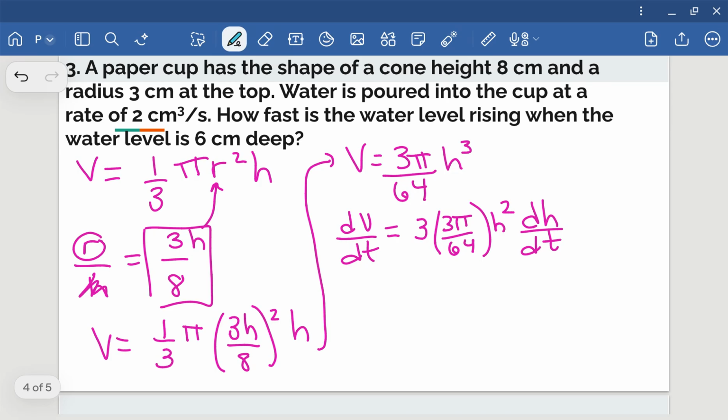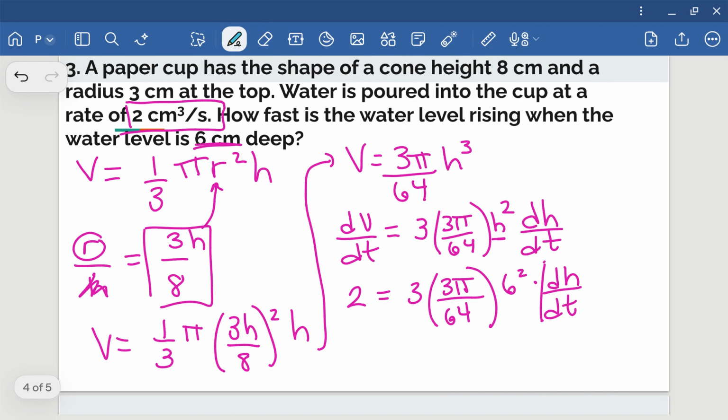So again, we've done all of that work, but we're not quite done, because the other part that we can do is recognize that we do have the dV over dt. So this volume per second equals 2. So we can replace 2 here, and that will still equal 3 times 3 pi divided by 64. And then our height, we want it at 6 centimeters. So we can plug in 6 squared, and that is still multiplied by dh over dt. And that is what we're solving for.